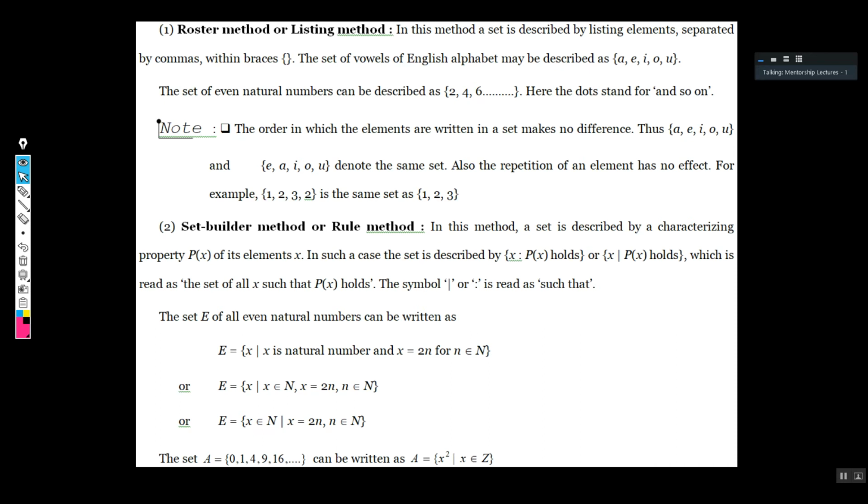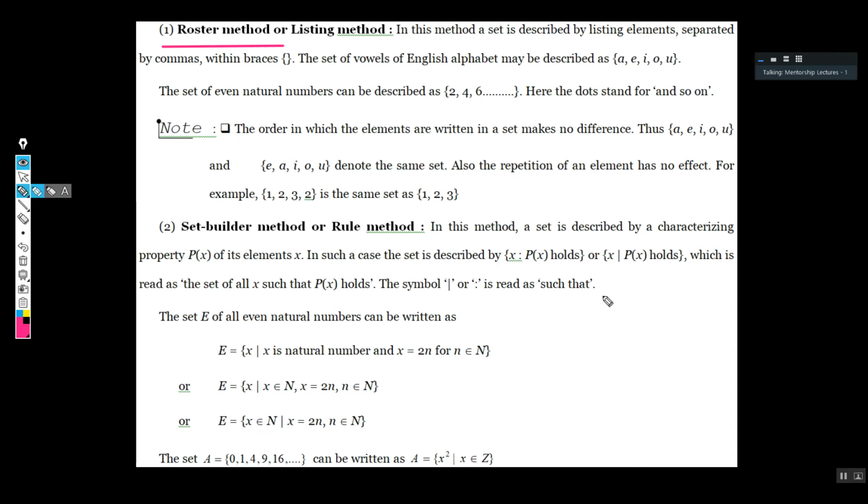Next, how do we represent the sets? Sets are represented in two methods. One is the roster method. The second one is the set builder method, or rule method. Roster form: you might have heard the word roster. In any factories or industries, there is a roster. Did anyone hear the word roster?